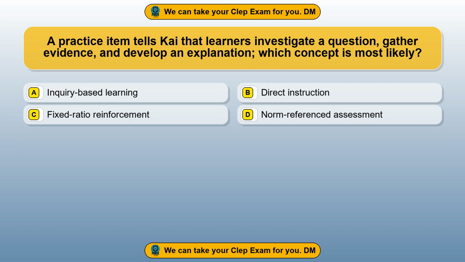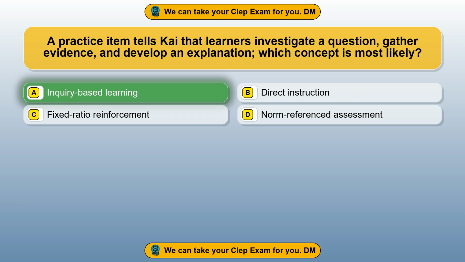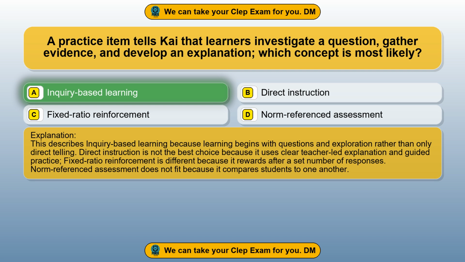Question 47. A practice item tells Kai that learners investigate a question, gather evidence, and develop an explanation. Which concept is most likely? Option A, inquiry-based learning. Option B, direct instruction. Option C, fixed ratio reinforcement. Option D, norm-referenced assessment. The correct answer is option A. Inquiry-based learning. This describes inquiry-based learning because learning begins with questions and exploration rather than only direct telling.